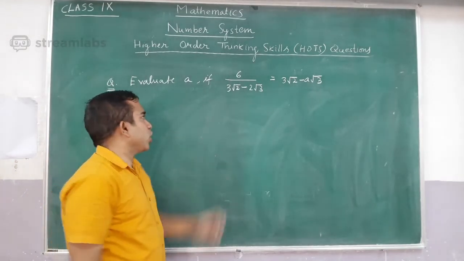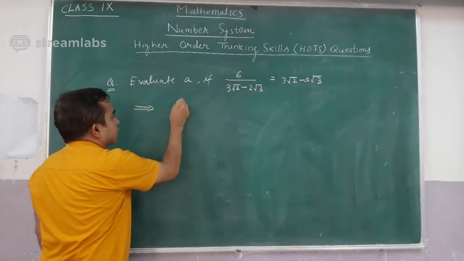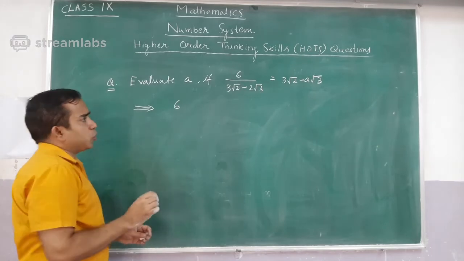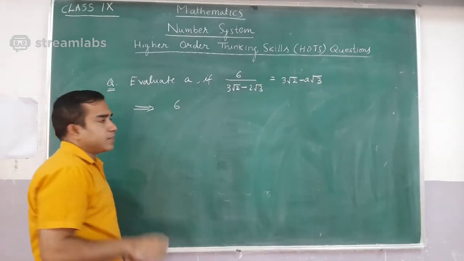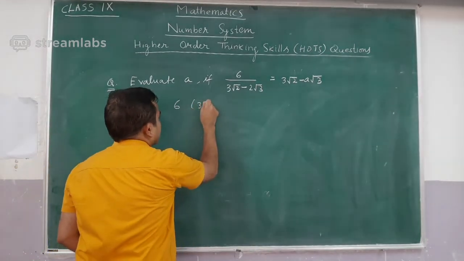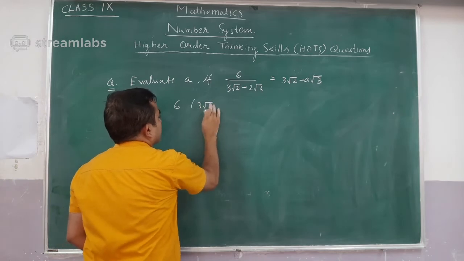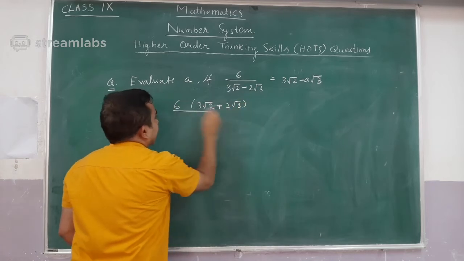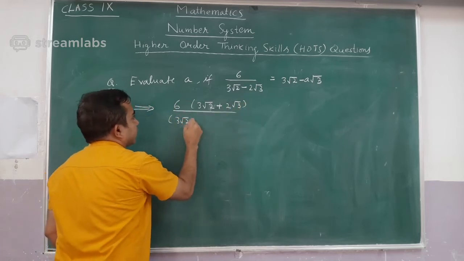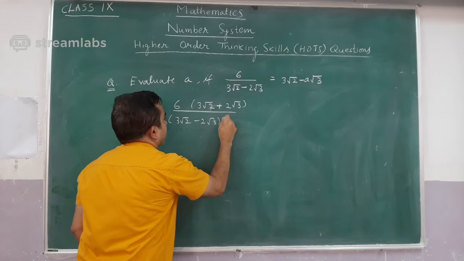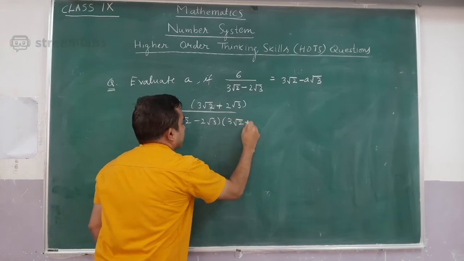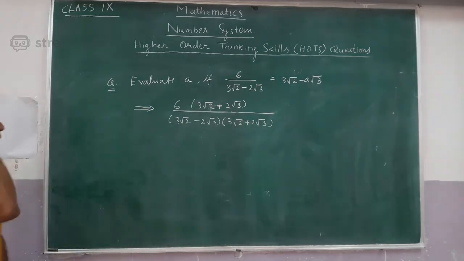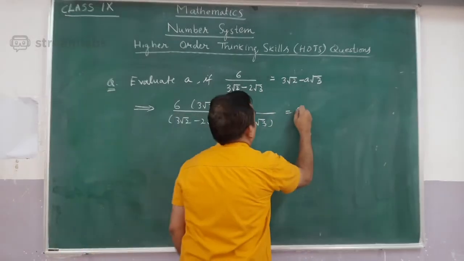Let us rationalize the denominator. To rationalize the denominator, the way is very simple: multiply with the conjugate of the denominator, both in numerator and denominator. So I am going to multiply it with 3 root 2 plus 2 root 3 in numerator as well as in denominator. I have multiplied. And this, as it is, let us copy.